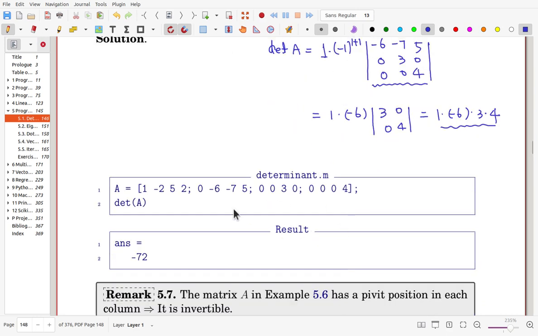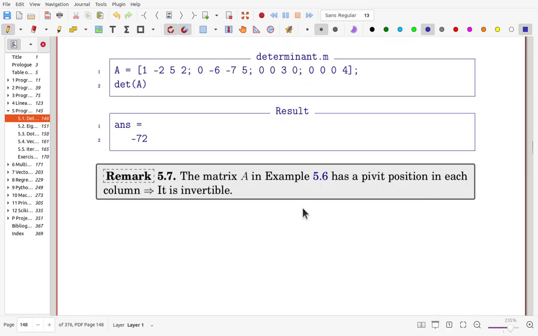And by using a built-in command in MATLAB, you can get it quite easily. Here, A is defined as the same matrix, and we call det. Then you can get the answer minus 72. Of course, that will be the same value.